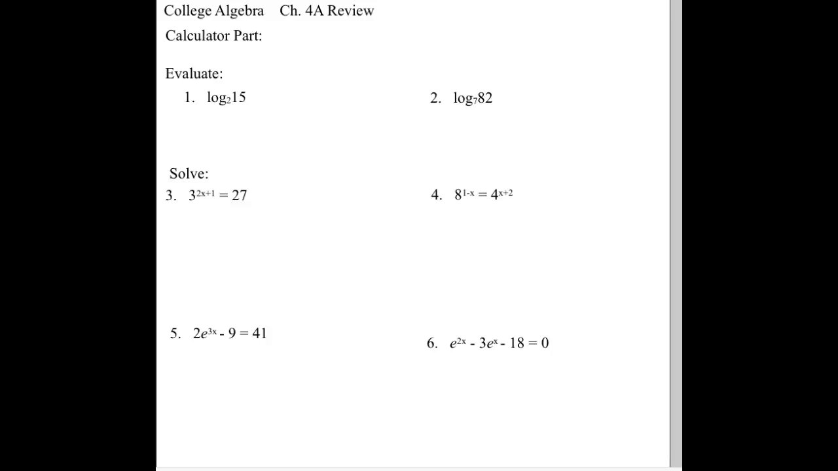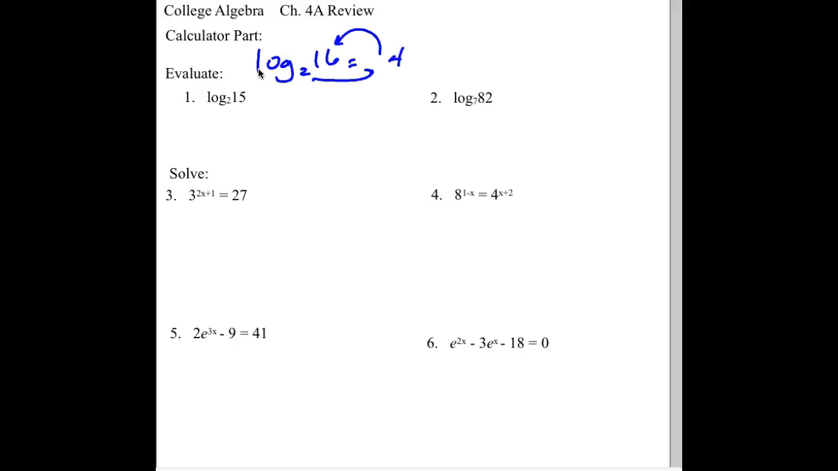This is the calculator portion of the Chapter 4 review for college algebra. The first two questions we are looking at simplifying or evaluating a log expression. We are not able to get a common base here. We are looking at log base 2 of 15. If it had been log base 2 of 16, we would have been fine because 16 is a power of 2. So we can do that one without a calculator.